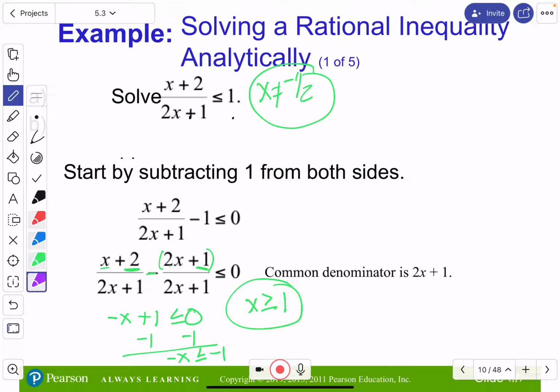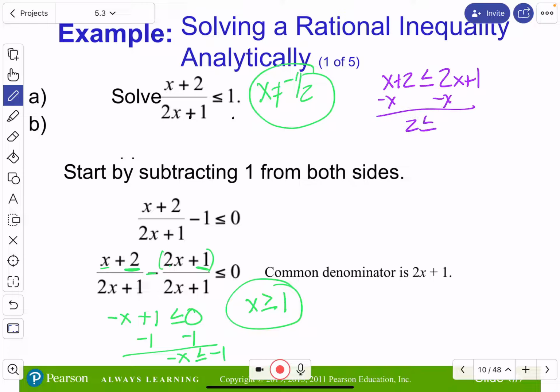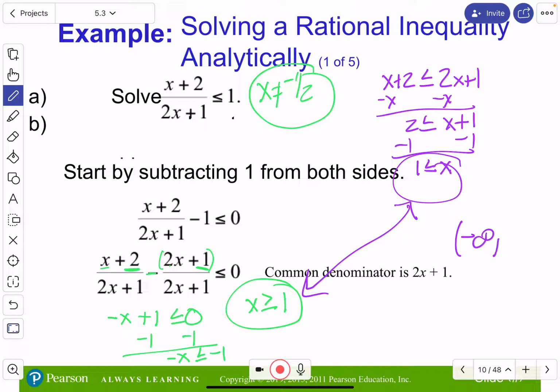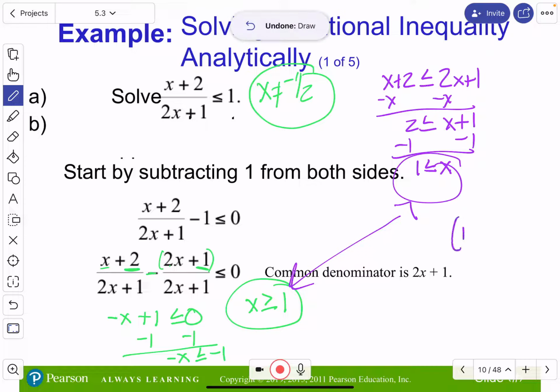If we chose to do it the other way, where we just multiplied both sides by 2x plus 1, we would get x plus 2 is less than or equal to 2x plus 1. Subtract x from both sides: 2 is less than or equal to x plus 1. Subtract 1: 1 is less than or equal to x. We get the same answer. These are both the same. So our parentheses would be -infinity to 1. X is greater than 1. Nope, I lied. It'd be 1 to infinity. Read your problem right. So it'd be 1 to infinity. But it can't equal -1/2.